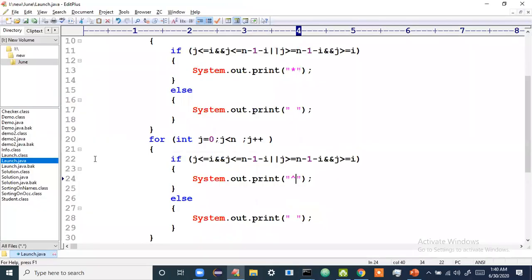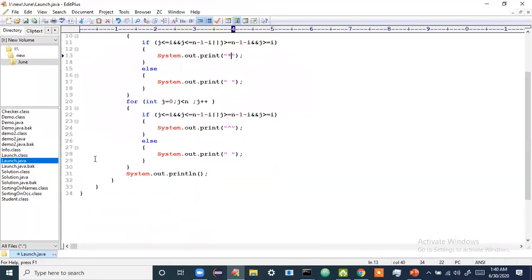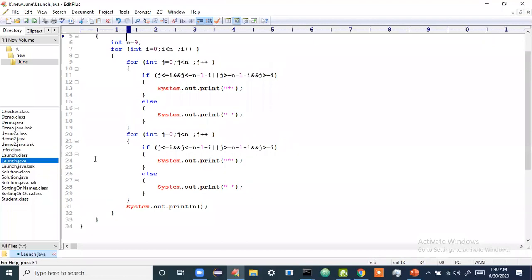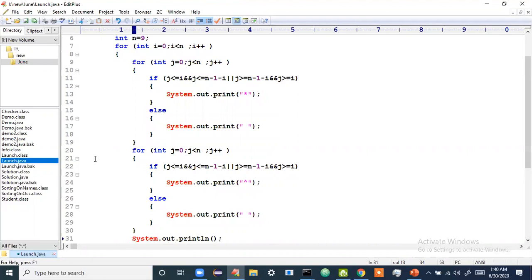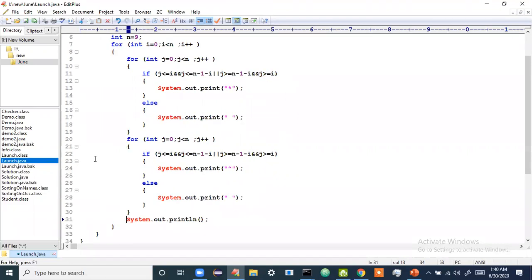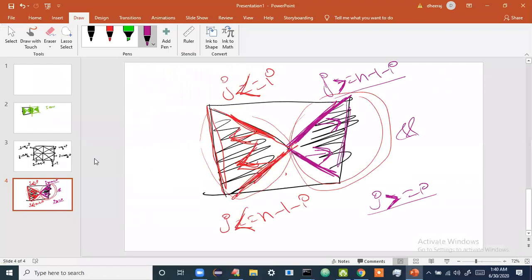So as of now, you can take a screenshot of the code. Just a minute. Yes, you can take the screenshot now. I hope you are taking the screenshot of the code. Now you can take the screenshot of the diagram. I hope you have taken the screenshot of the diagram.